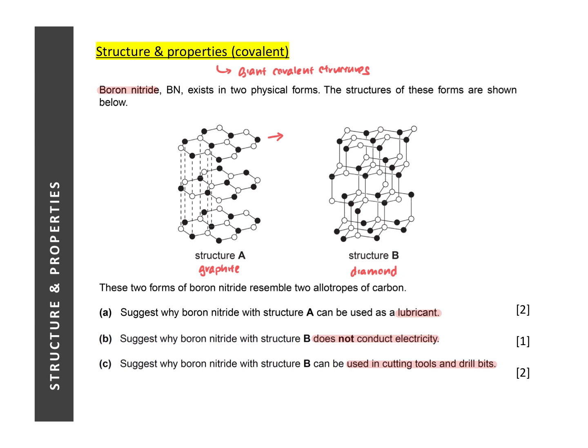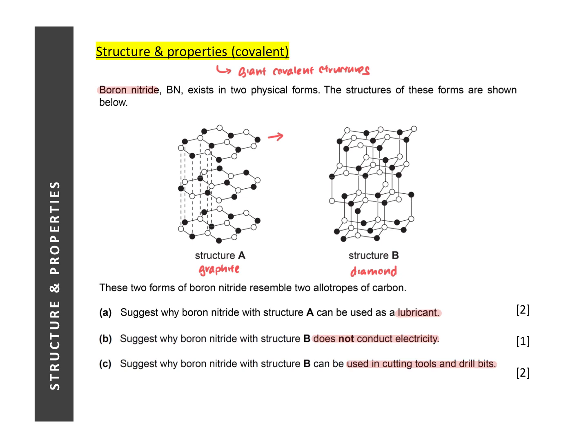For part B, why boron nitride with structure B does not conduct electricity, the explanation is the same as why diamond does not conduct electricity. So you just have to mention that all the electrons are used up for bonding. Okay, so there are no free or mobile electrons to act as charge carriers.